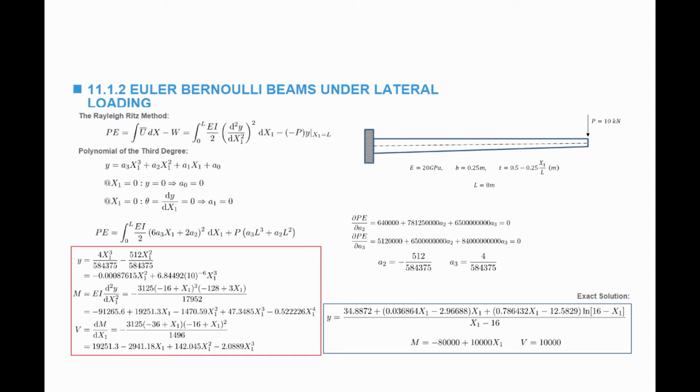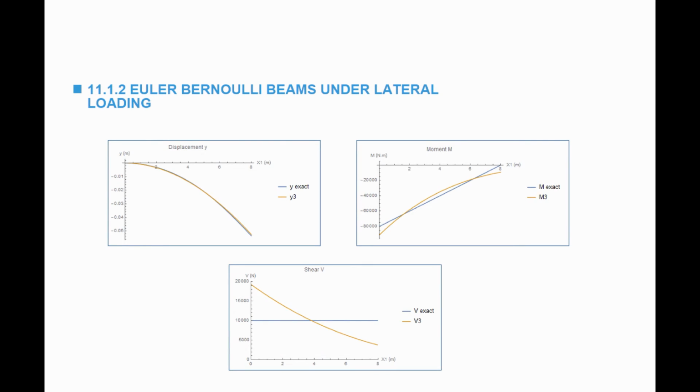Let's see how they differ from the exact solution when we plot them. In terms of the displacement, the exact solution is very close to the approximate solution using a cubic polynomial. The moment is not so bad, but the shear is still really far. So let's try a better approximation.